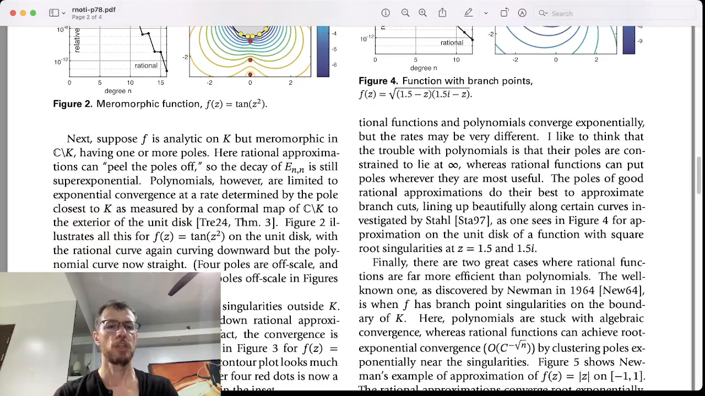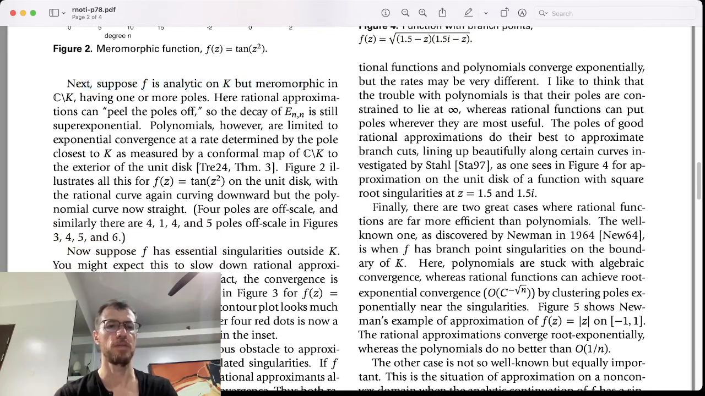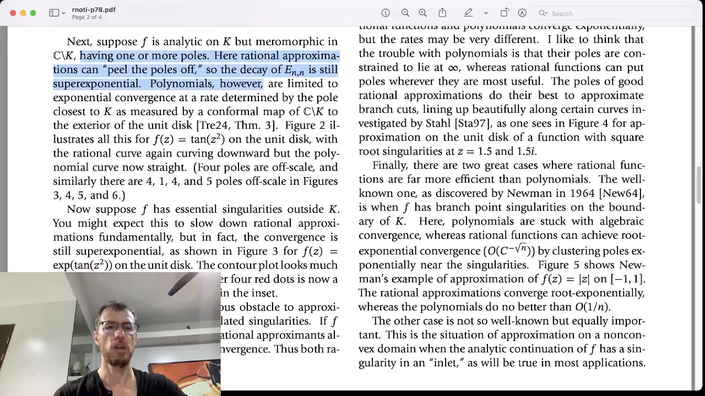Next, suppose f is analytic on K but meromorphic in the complex field minus K, having 1 or more poles. Here rational approximation can peel the poles off, so the decay of error sub n is still super exponential. Polynomials, however, are limited to exponential convergence at a rate determined by the pole closest to K, as measured by a conformal map of the complement of K to the exterior of the unit disk.